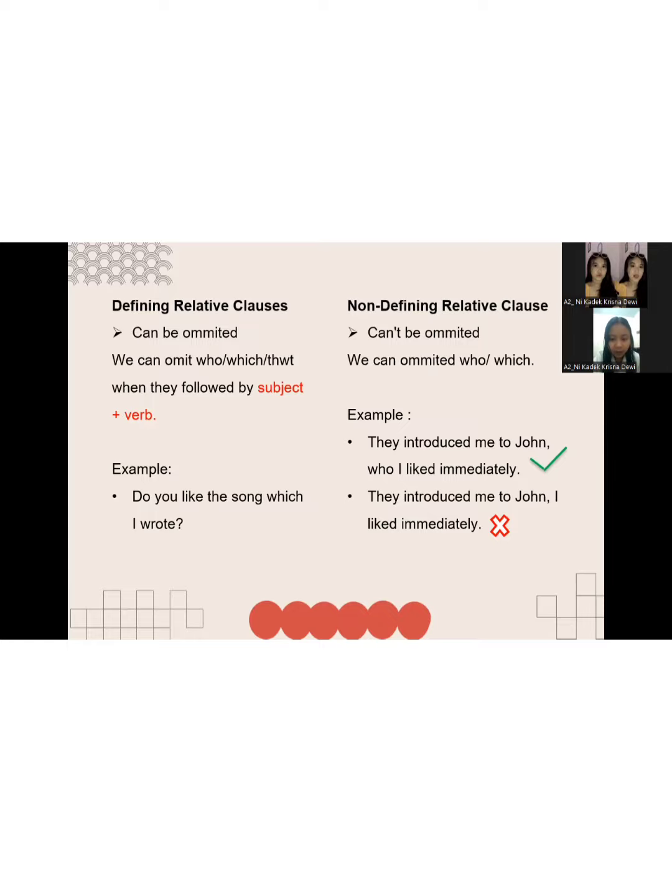Non-defining relative clause cannot be omitted. We cannot omit who or which. For the example, they introduced me to John, who I like immediately is the correct one, and they introduced me to John, I like immediately is wrong.